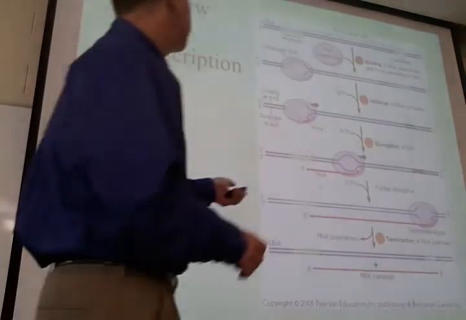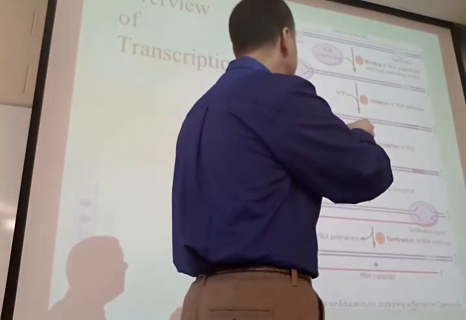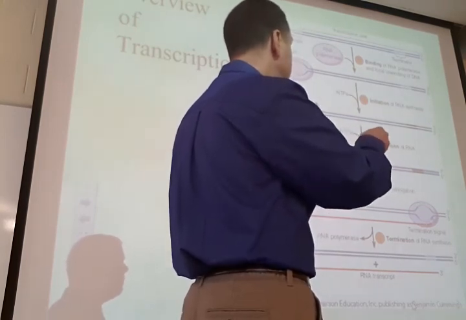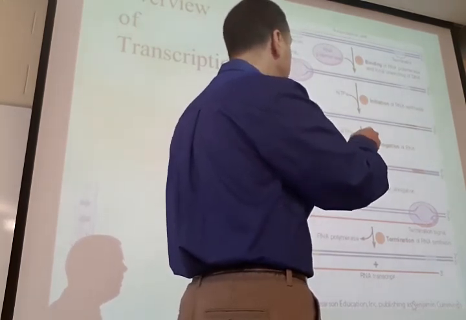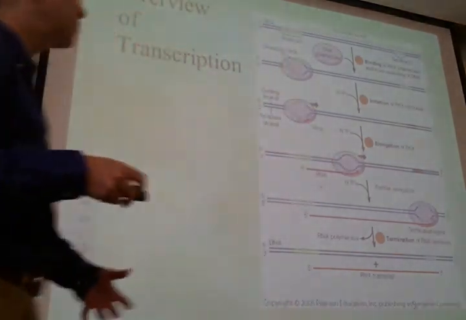So if we go back to this slide. To get the process started, we need sigma there, so we need the holoenzyme. Once we get into the later portions, elongation and termination, sigma has left, and what's left over is the core, what's called the core enzyme.